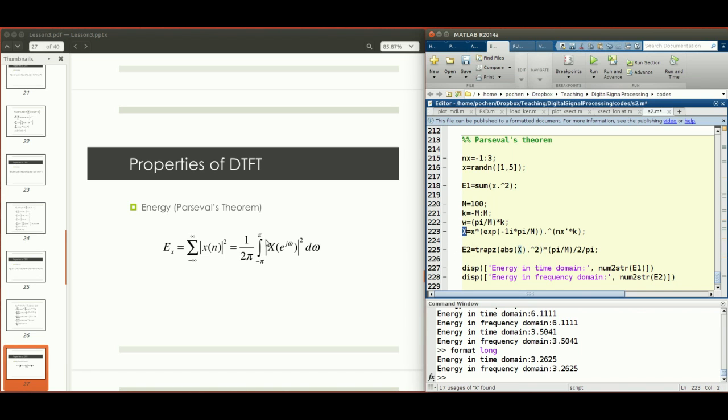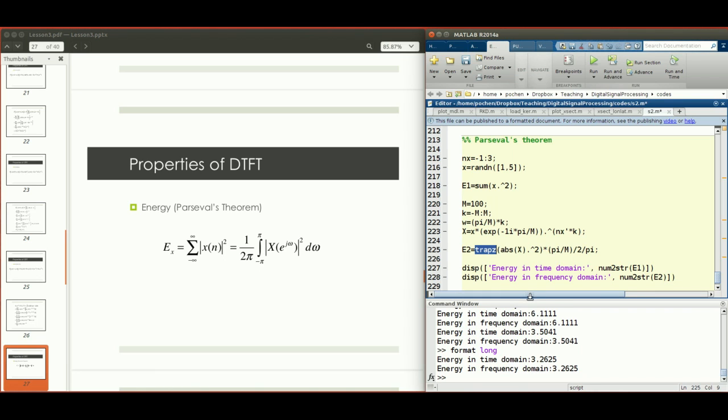Now I have to do an integral from minus pi to pi. Big X has a horizontal axis that goes from minus pi to pi, right? So how do I do this integral? Matlab has a function called trapz. It uses the trapezoidal rule to do a numerical integration.